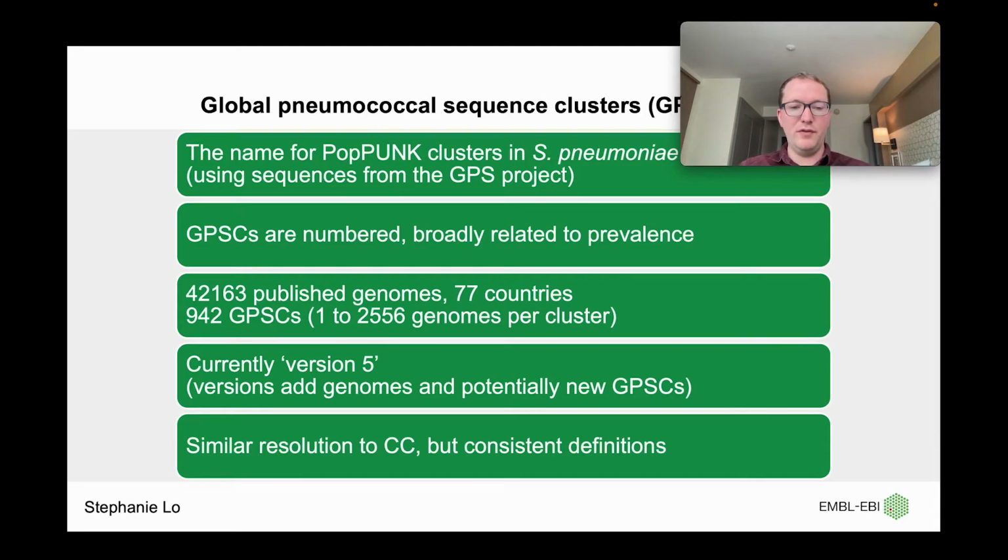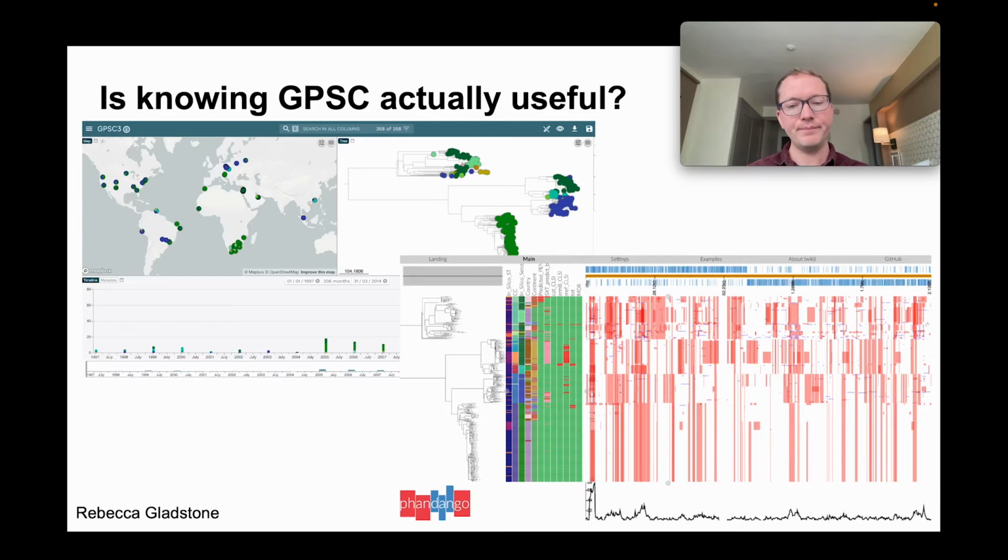Currently, we include about 42,000 genomes from 77 countries in about 1,000 clusters, the largest of which has 2,500 genomes in it. We iterate versions of this forwards. Versions add new genomes and potentially new GPSCs. If you're familiar with clonal complex, the resolution is similar, but we don't have the disadvantage of inconsistent definitions. It's faster, and all the things I said at the start.